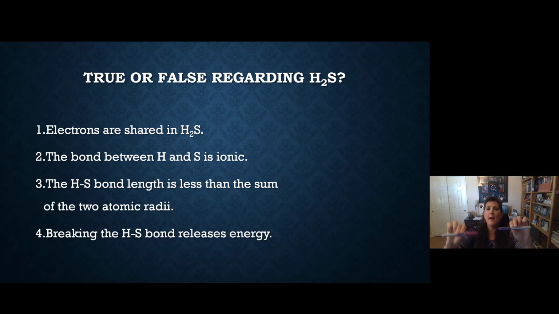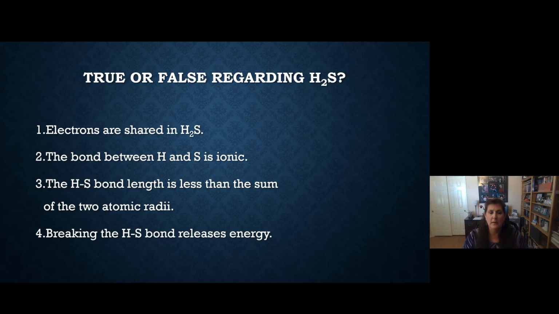Number three, the H-S bond length is less than the sum of the two radii. So again, here are the two radii, and when we bond, we overlap like that. So is the bond length less than the sum of the two atomic radii? Yes, it is. That's true. Number three is true.